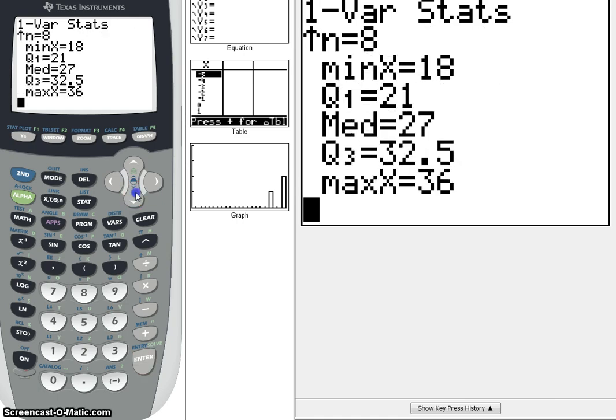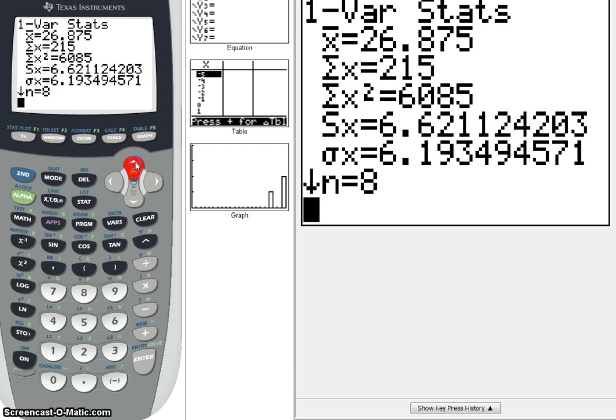Now last week before we had spring break, we talked about how this is where we get our 5-number summary from. When we hit the down arrow, that last 5 information is what gives us a 5-number summary. Here is what we're going to be dealing with. In the first value here, you have x bar, which is 26.85. Right underneath that is the summation of x. In other words, when I added all the original numbers together, I got 215. The summation of x squared would be the second column that we had before, 6,085.